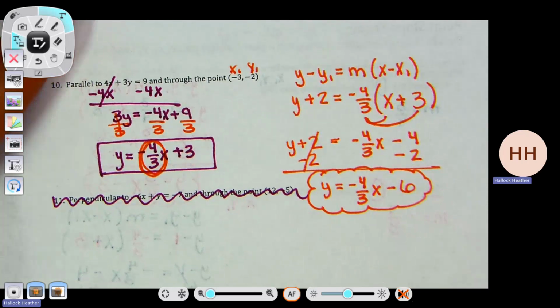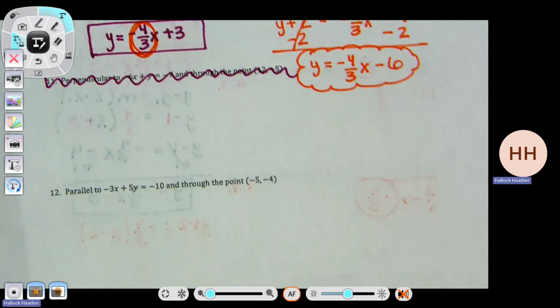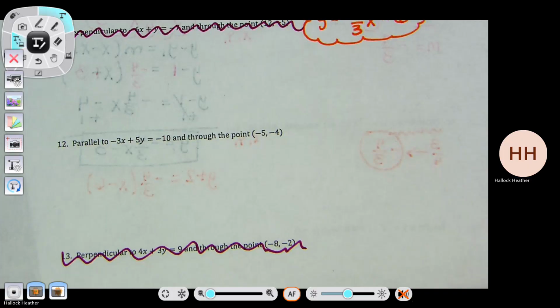But is it okay if I get a negative for number 10? You can get a negative, like a negative slope. Yeah, okay. Oh, a decimal.